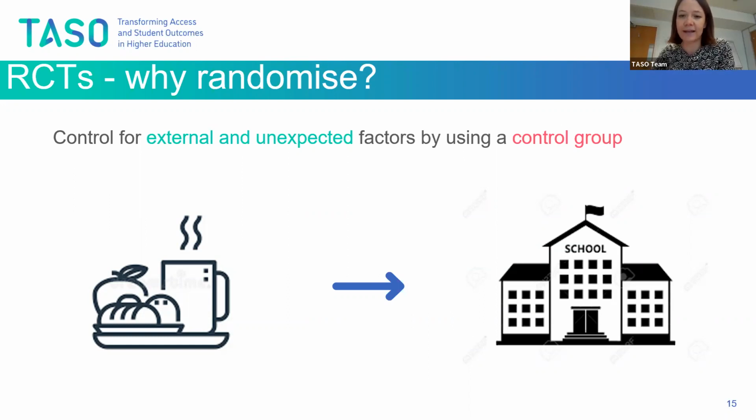Essentially, what I'm saying here is that having a control group and the nature of randomly allocating people to these two groups allows us to neutralize external factors. So we can assume that both groups are equally vulnerable to those external factors that might happen over time.